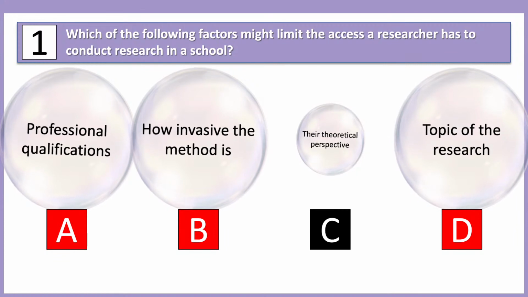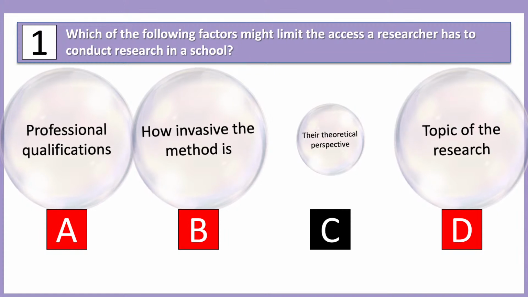Okay, the answer is A, B, and D. Obviously, professional qualifications. If you're going to do a covert observation, you may need specific qualifications to access the school. You may need a teaching qualification, or you may need other forms of identity, such as a DBS check, or you may need lower levels of qualifications if you're working in the school. B, how invasive the method is.